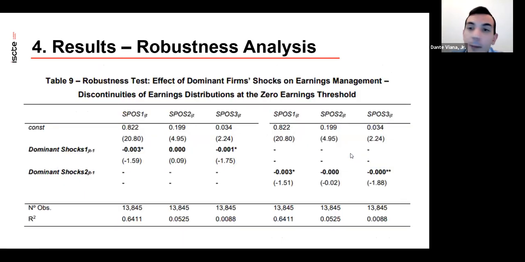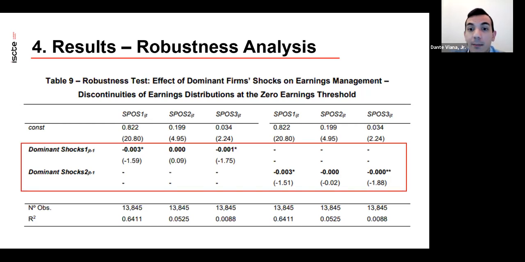We also proceeded with some robustness analysis, considering other measures of earnings management, not only discretionary accruals, because discretionary accruals measures have been criticized by the literature, as many of you may know. We considered here another earnings management measure taking into account small positive earnings, and actually we find very similar results, suggesting a negative association between dominant firm shocks and earnings management.